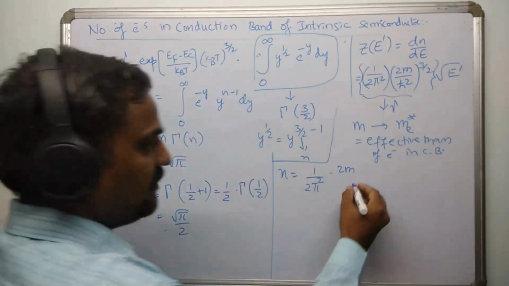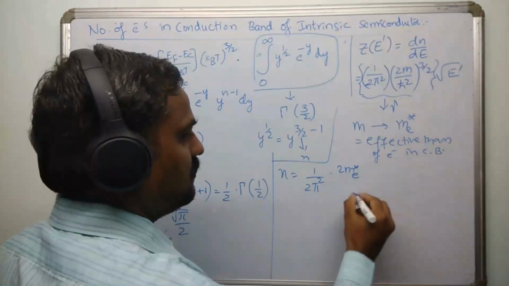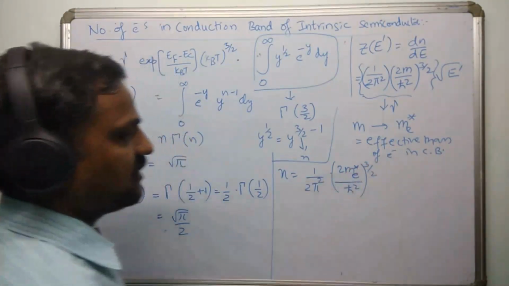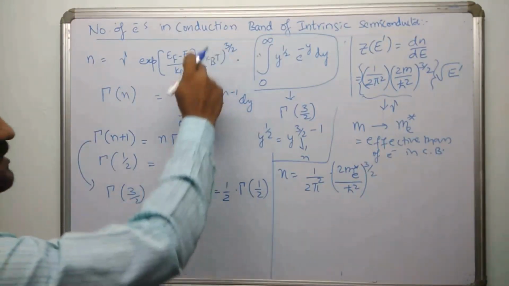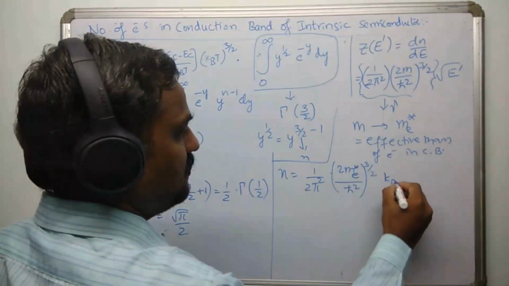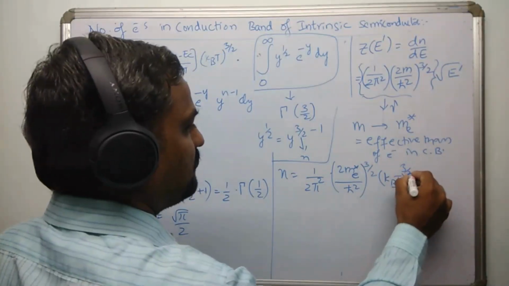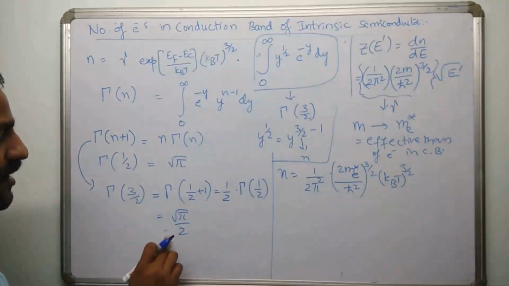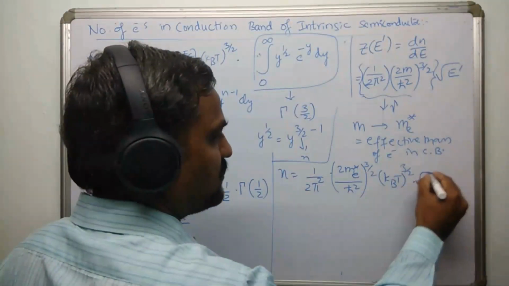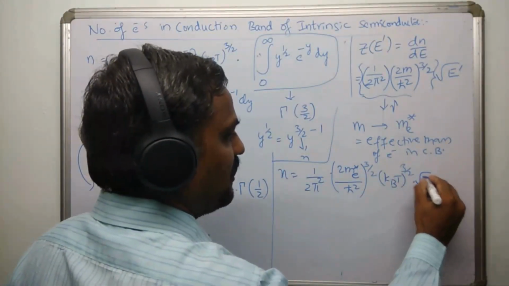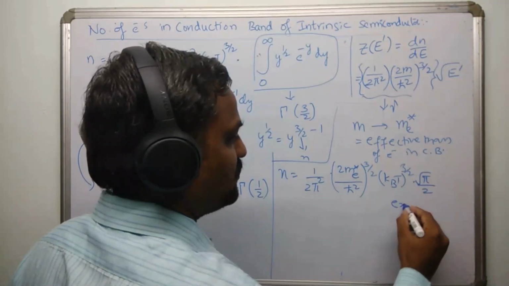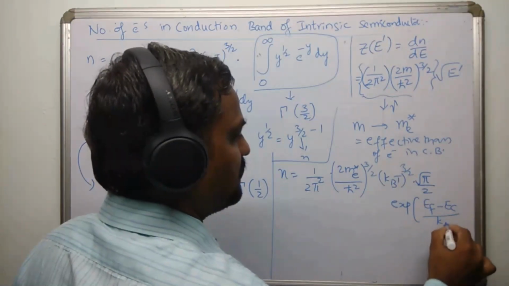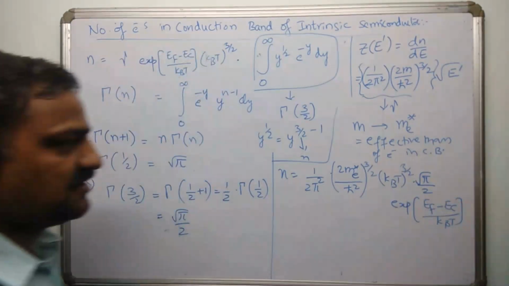So in place of M, I will be writing (2 m_e star divided by h cross square) whole power 3 by 2. This is our gamma, into another constant, which is (kBT) power 3 by 2. Now this term is left and this value is just root pi by 2. I'll write root pi by 2 first and leave the last term, which is the exponent: exponential of (EF minus EC) divided by kBT. So this is the final exponent term.